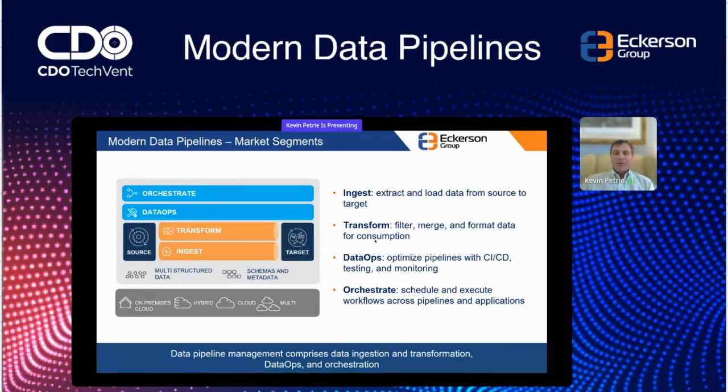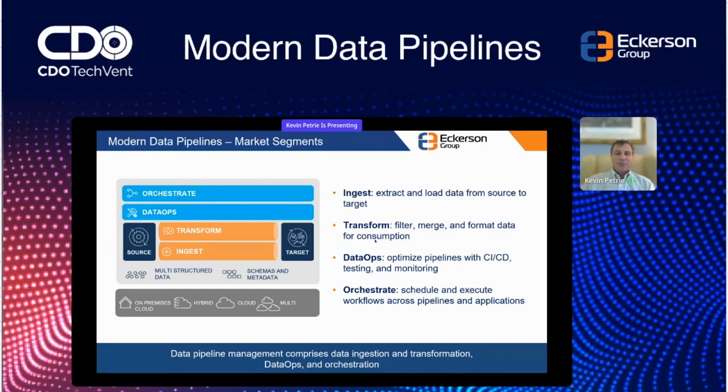The final note here is orchestration. Orchestration, also a cousin of data ops, but it's critical for organizations to look at how they're scheduling and executing, monitoring, adapting, and optimizing workflows, sequences of tasks that stitch together data pipelines and the applications, whether it's analytical tools or operational applications that consume the output of pipelines.